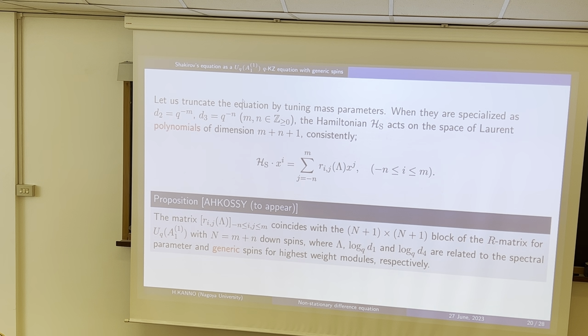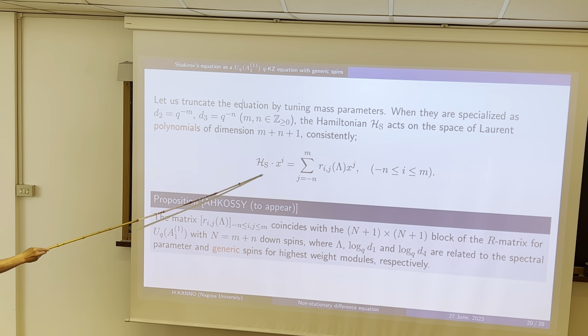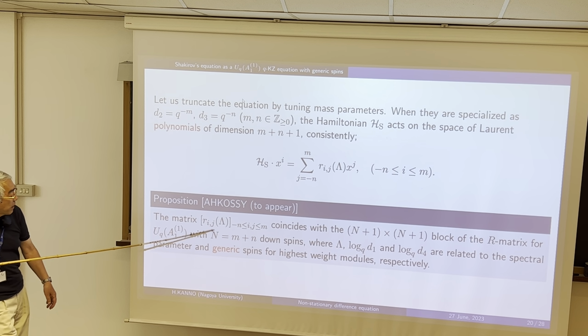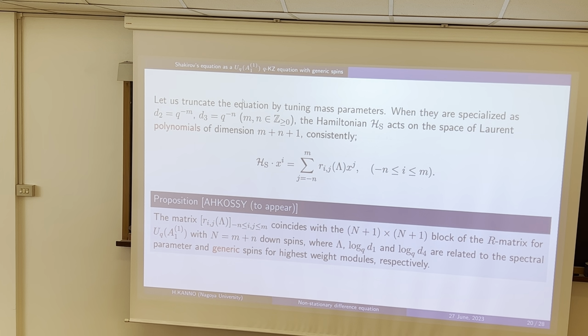Hopefully it appears in the handouts. So we define the matrix here. Since this Hamiltonian acts on the space of polynomials, let us say n plus one is capital N, so this is a capital N plus one times capital N plus one matrix. And then we find this matrix coincides with a finite dimensional block of the R matrix for the quantum affine algebra A1.